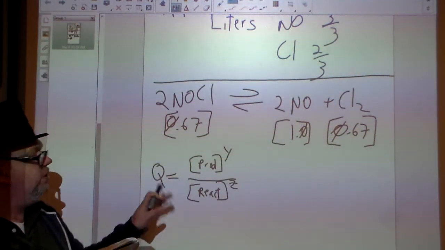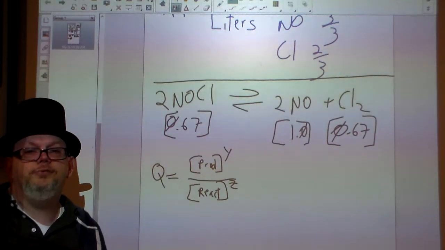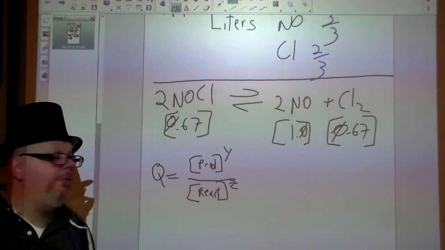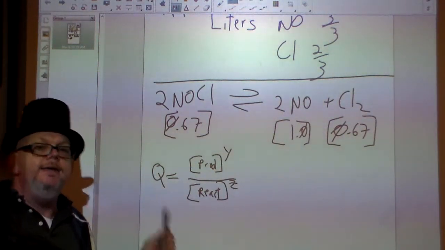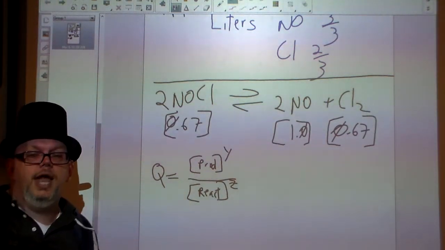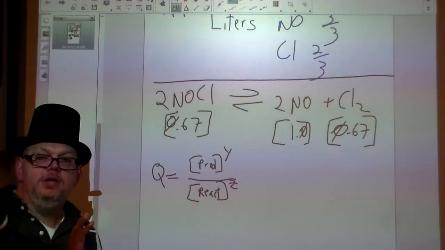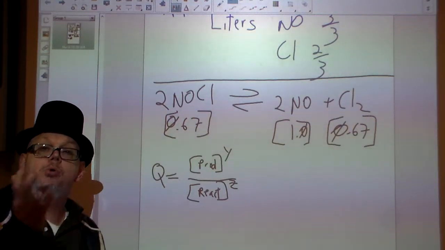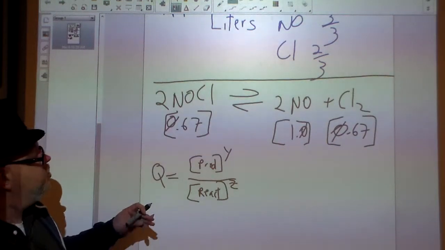This is our formula for Q, and you'd say, wow, it looks awfully familiar, like the equilibrium constant formula. That's because it is the equilibrium constant formula, but we're taking the snapshot. We're substituting Q for K because Q is going to give us that snapshot that's going to tell us which way the reaction is going. Is it at equilibrium? Is it going to shift to the left to make more reactant, or is it going to shift to the right and make more product? That's what we're trying to find out with this particular reaction.